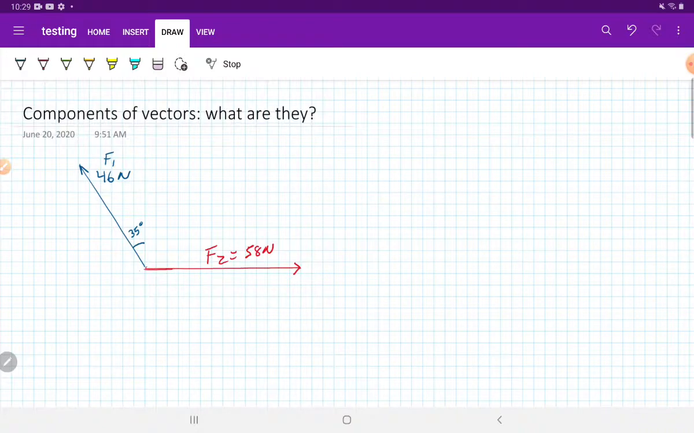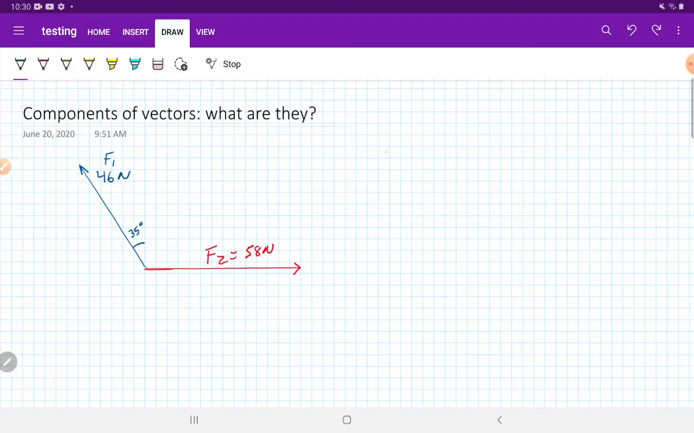Now, what I want you to know is what does a component actually represent? So when I say the x component of this force 1, what am I talking about? So that's about this video, okay? So I'm going to redraw this vector.